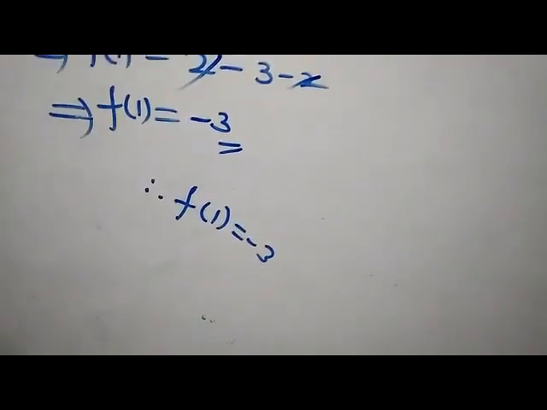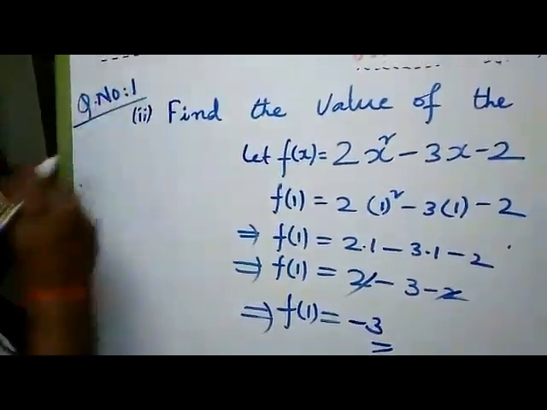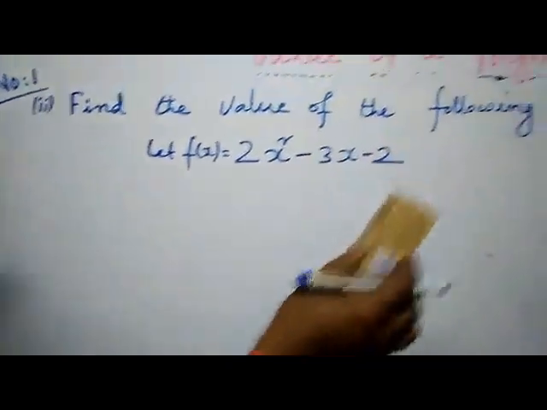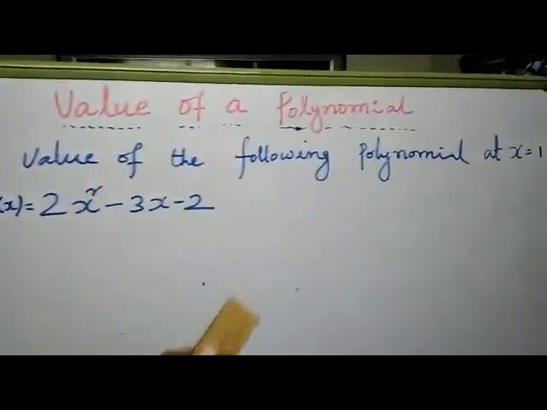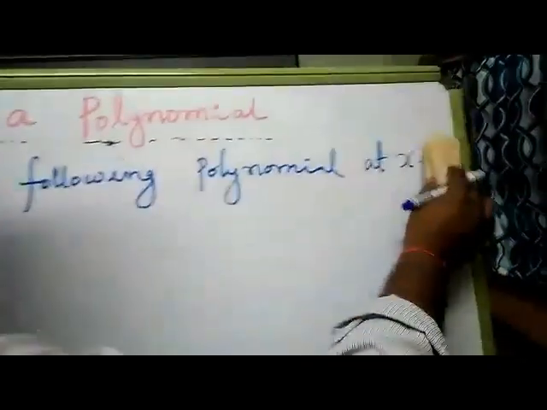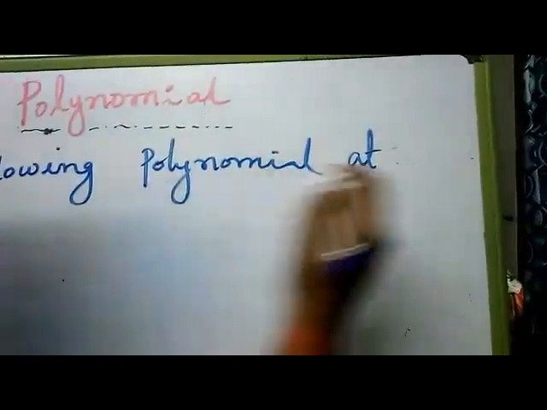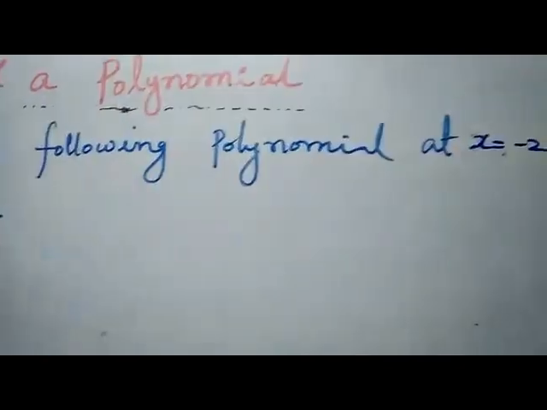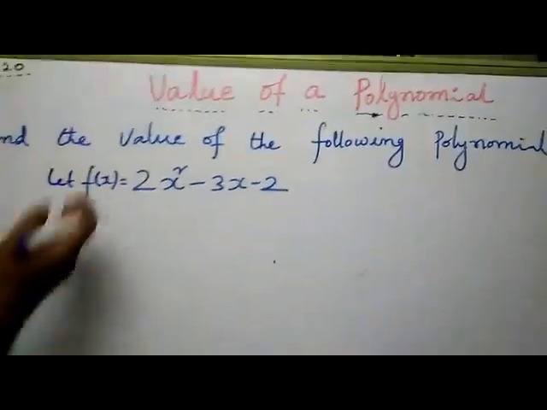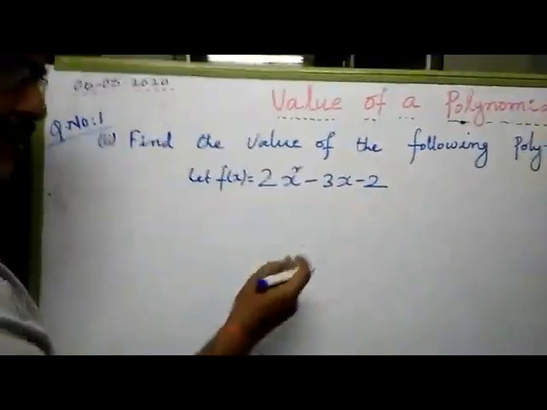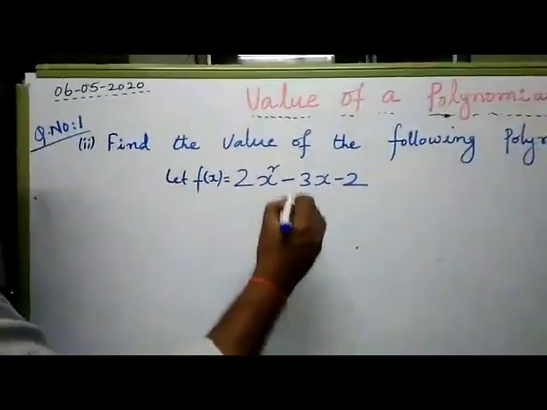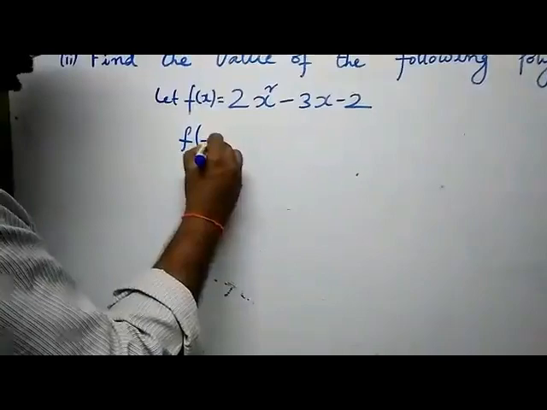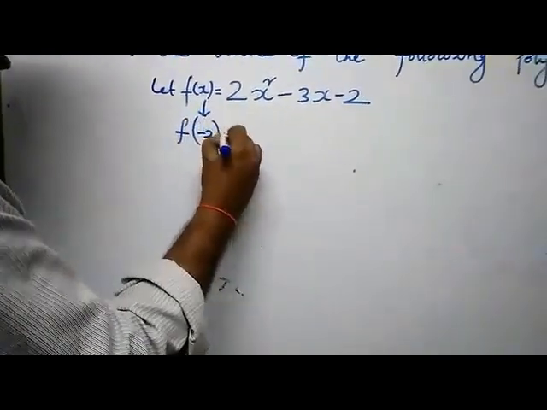Now, problem number 2. Find the value of the following polynomial at x is equal to minus 2. Before it was just 1, now it is minus 2. Let f of x is equal to 2x square minus 3x minus 2. Now, at x is equal to minus 2, substitute x is equal to minus 2.